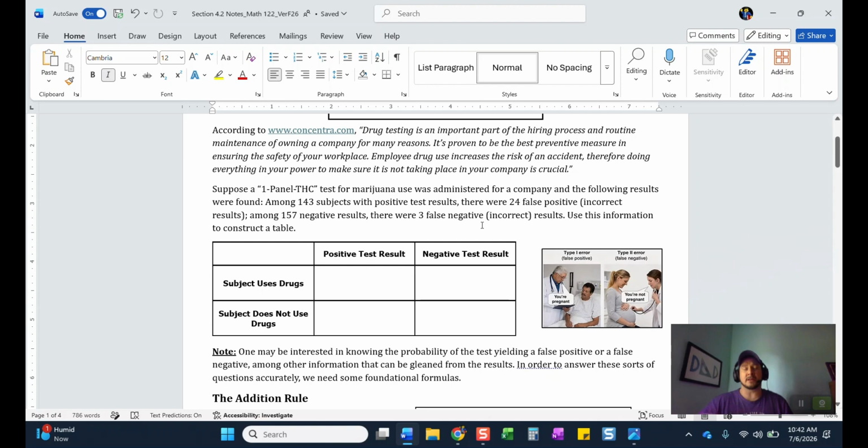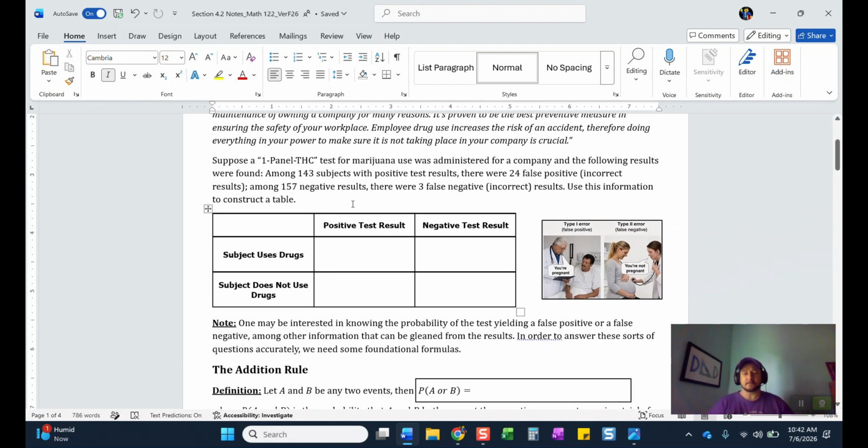Now, drug tests aren't 1,000% accurate. All right, and so let's see here. Suppose a one-panel THC test for marijuana use was administered for a company, and the following results were found. Among 143 subjects with positive test results, there were 24 false positive, so incorrect results. All right. Among 157 negative results, there were 3 false negative, incorrect results. And it says use the information to construct a table.